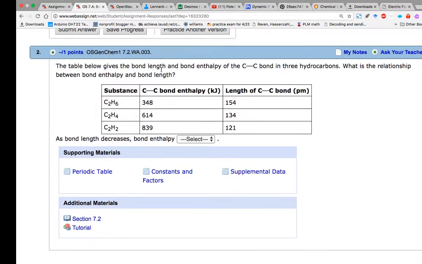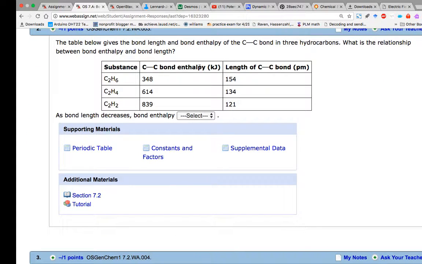Now let's have a look at number two. Bond enthalpy and bond length. I have a little graph for you about bond enthalpy and bond length. You can consider bond enthalpy as the same as bond energy. Enthalpy is a form of energy that includes all the energy that is inside a chemical bond.